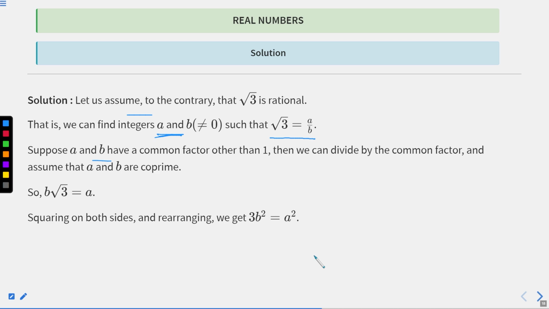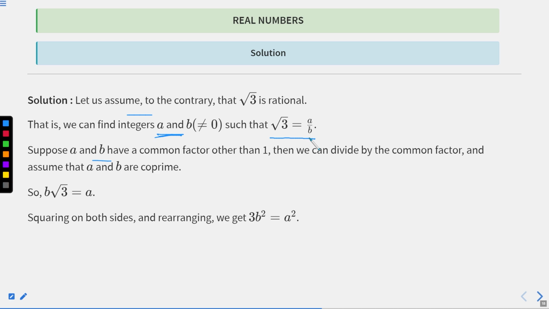So a and b are co-prime. That means a and b have no common factors other than 1. Now from the equation root 3 is equal to a over b, we can cross multiply, and then we will get b times root 3 is equal to a.